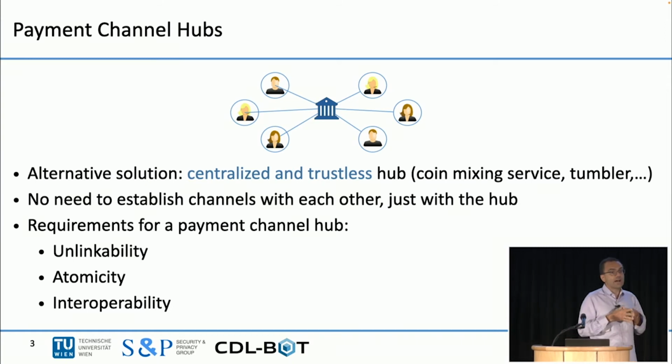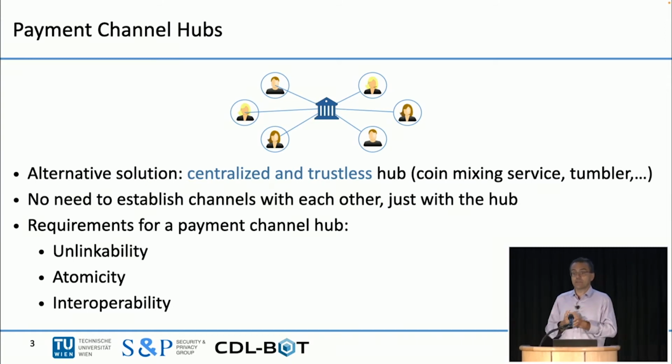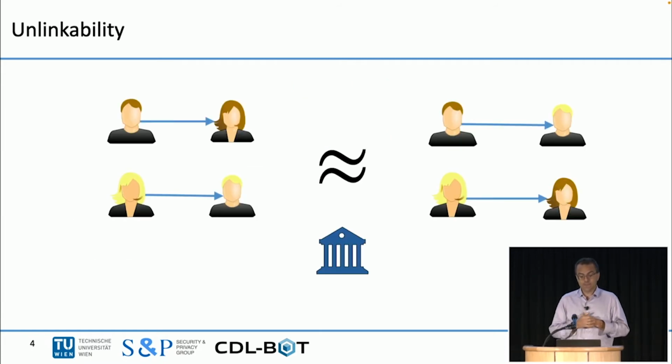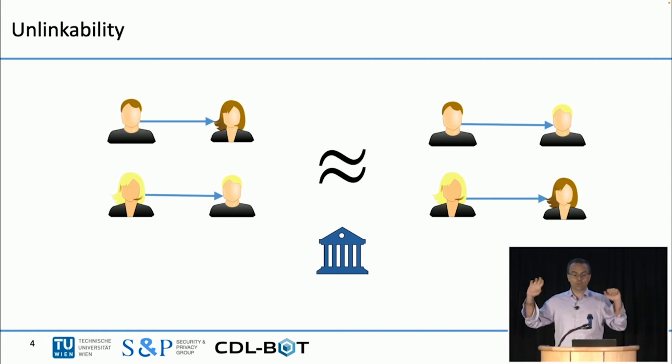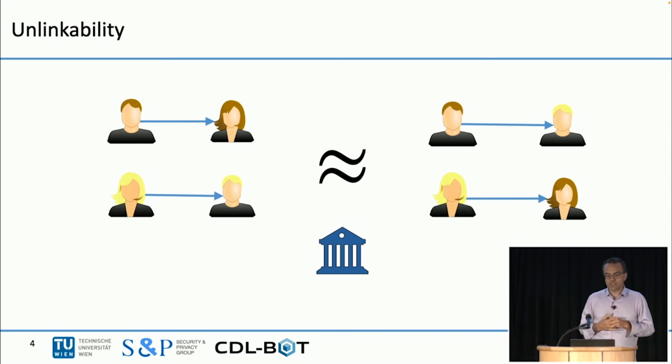And in particular, we have three fundamental properties that we expect from a payment channel hub: unlinkability, atomicity, and interoperability. Let me go quickly into each of these properties, okay? Essentially, unlinkability means that the hub should not be able to understand who is paying whom, okay? And this can be formalized in an indistinguishability property, where you have two compatible graphs, and the hub is not capable of distinguishing whether, say, Alice is paying Bob or Alice is paying Charlie, with the matching transaction to keep the number of senders and receivers, okay?